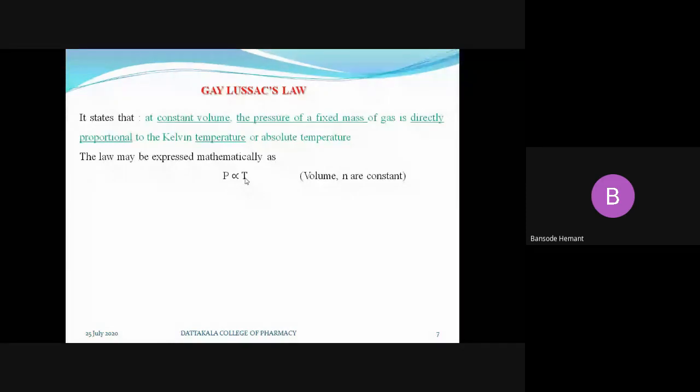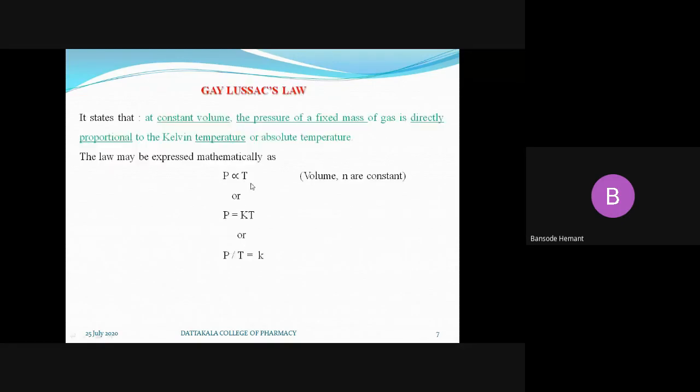At constant volume. Again, we can mathematically express pressure is directly proportional to the temperature, and I have explained why pressure changes due to the temperature, that is, in the effect of the heat on the gaseous molecules. So mathematically, Gay-Lussac's law is expressed as P is directly proportional to T when volume and n, that is number of moles, are constant. Again, we can use the constant: P is equal to KT, or we can write P upon T is equal to K. That is Gay-Lussac's law.